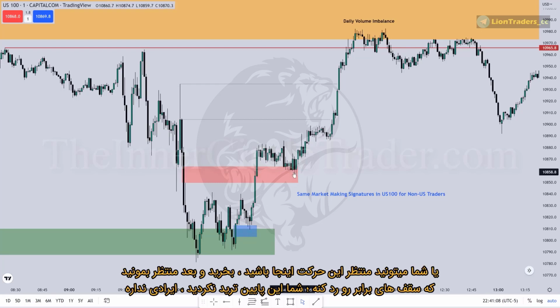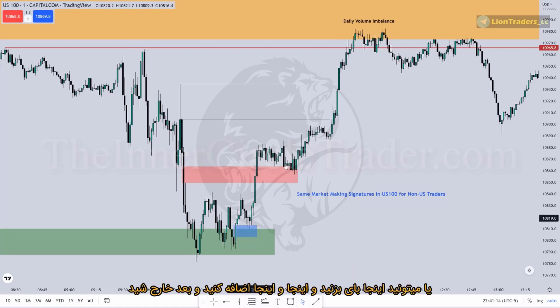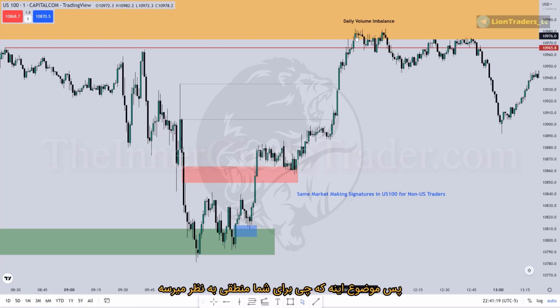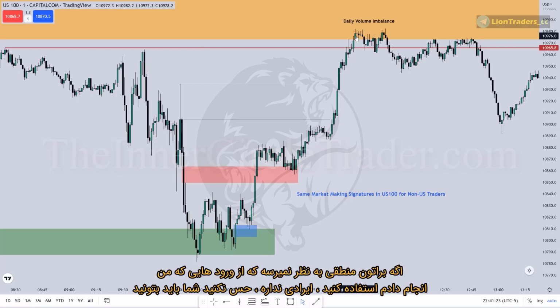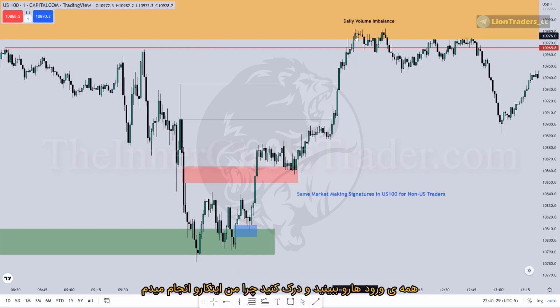Or you could wait for this move here, buy it, and then wait for it to get the relative equal highs and not trade down here. That's fine. Or you can buy here, add here, and then get out. So it's a matter of what makes sense to you. If it doesn't make sense for you to take the entries I used, that's fine. Don't feel like you have to be able to see every entry and understand why I'm doing it.